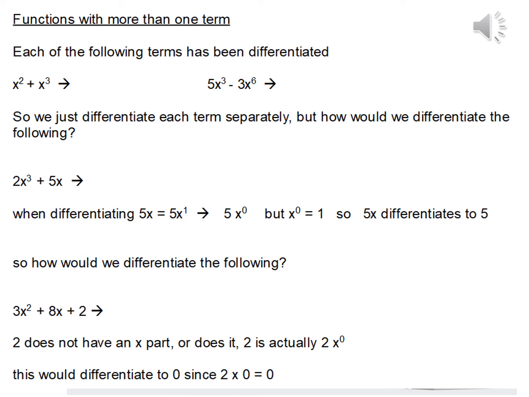Well, it actually does. 2 is really 2x to the power of 0, because remember x to the power of 0 is 1. So 2x to the power of 0, we times by the power, 2 times 0 is 0. There is no x term because it's 0. So any number on its own differentiates to 0 or just disappears in the process of differentiation. So 3x squared plus 8x differentiates to 6x plus 8.